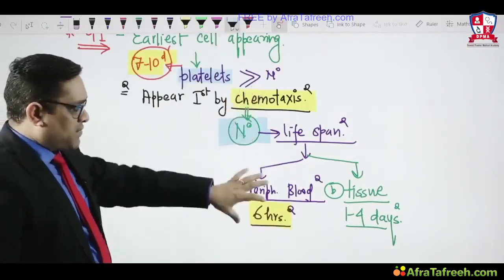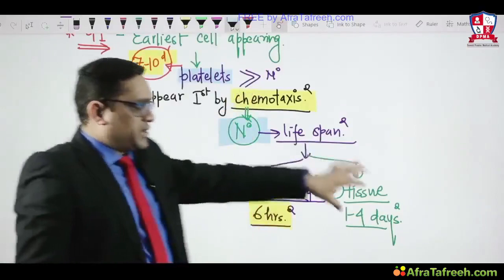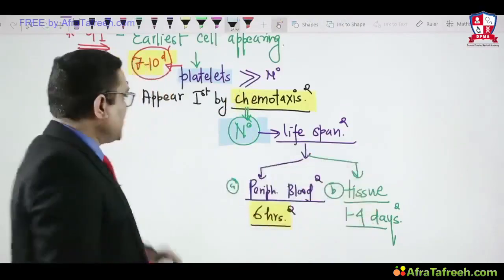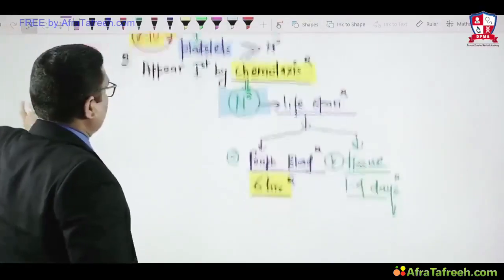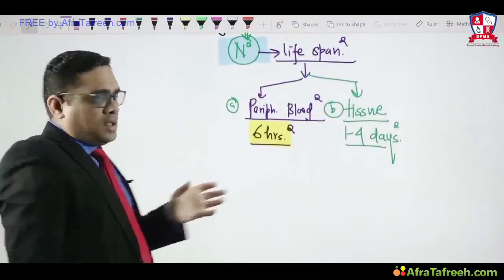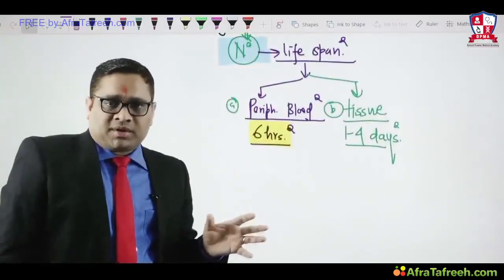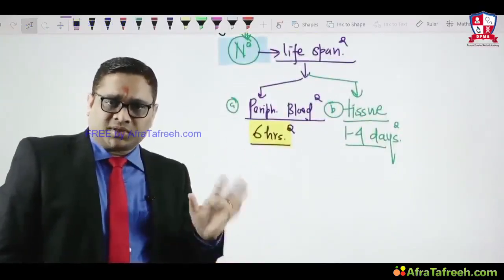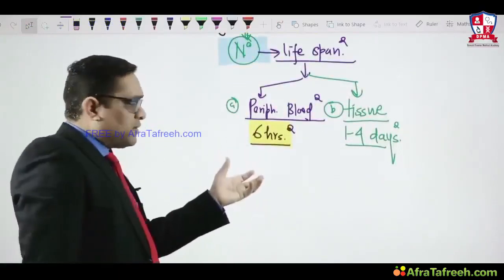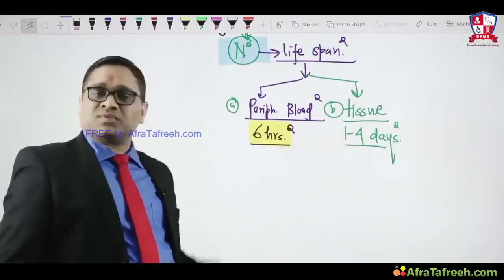Neutrophil lifespan in peripheral blood is 6 hours. In tissue it is 1 to 4 days, right? So on day 1, the first cell to appear is the platelet. The first cell to appear by chemotaxis is the neutrophil. Survival of neutrophil is 6 hours in peripheral blood and 1 to 4 days in tissue.